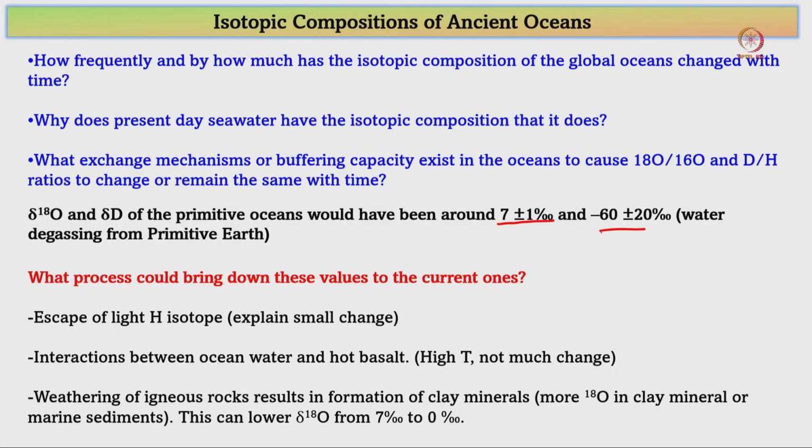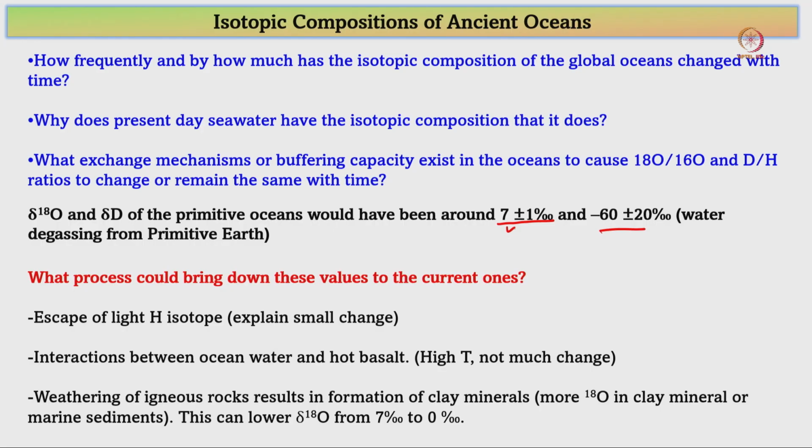So, what is the process causing the change from 7 parts per mil to the current value of 0 parts per mil? There are some hypothetical changes. The first is, if there is an escape of the lighter isotopes, what will happen? Then the delta D value will change, but the delta 18O values will not change significantly, or if they change, the water will come back. So, that only explains a small change in the hydrogen isotopes.